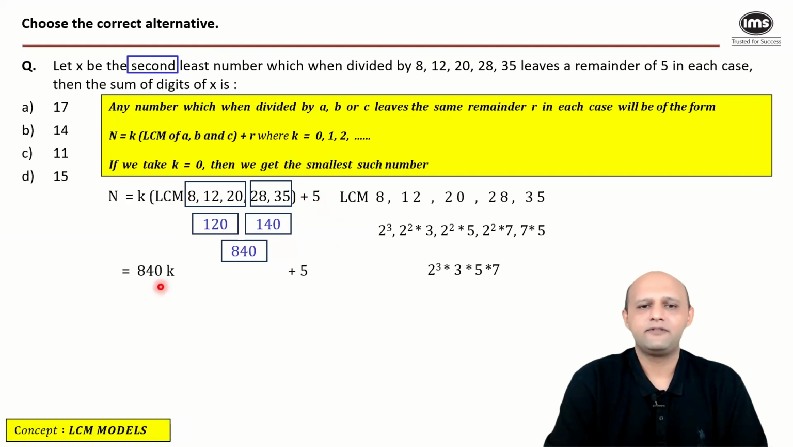So the number is of the form 840k plus 5. Substitute k as 1. I repeat, if we substitute k as 1, you get the number as 840 plus 5, which is going to be the second smallest such number. What would be the smallest number, you might ask? Of course, if you substitute k as 0, you will get 5, which is the smallest number. So what is expected is the sum of digits of the second smallest such number. So 840 plus 5 is going to be 845. 845 will have the sum of digits as 8 plus 4 plus 5, which is equal to 17, which is the answer.